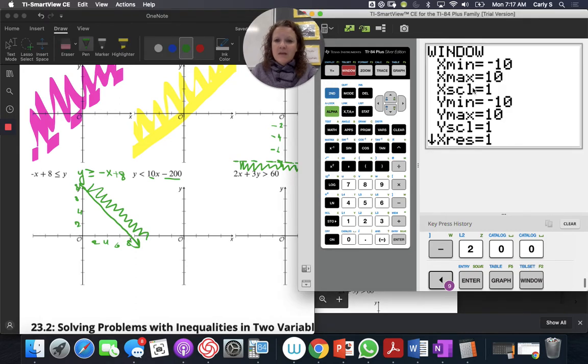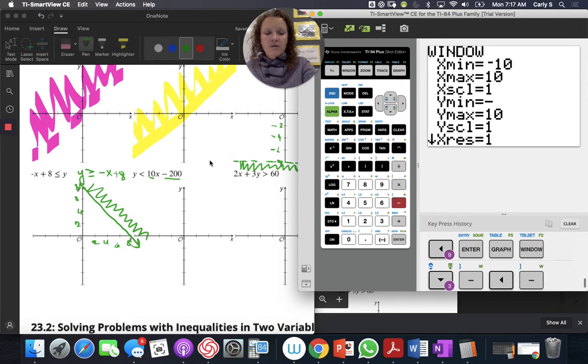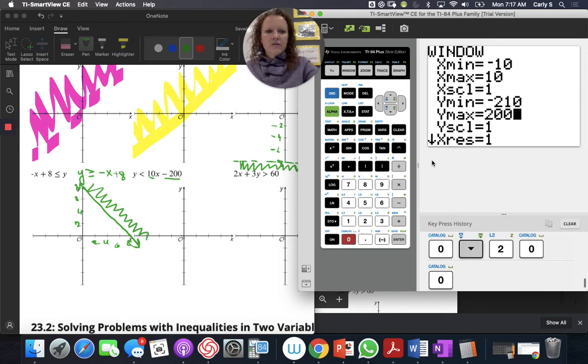So my x-min, we're going to leave the x-axis alone just for a minute, but let's look at our y-axis. If my y-intercept is negative 200, I need my y-axis to have negative 200 in my window. Try to keep things symmetrical for now. Let's just keep it in a nice square.